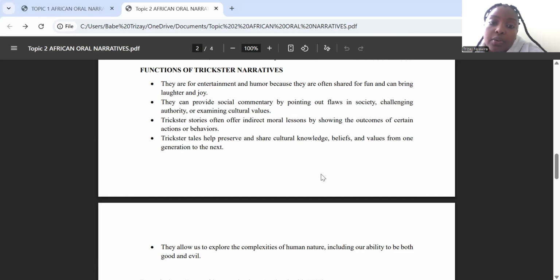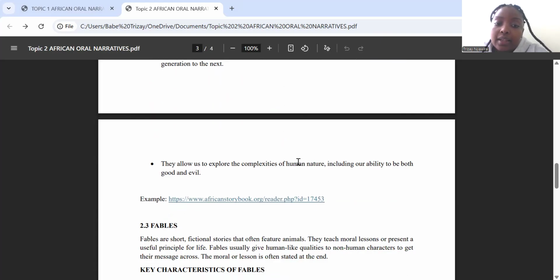They can provide social commentary by pointing out flaws in the society, that is social awareness. Trickster stories often offer indirect moral lessons by showing the outcomes of certain actions and behaviors. Trickster tales help preserve and share cultural knowledge, beliefs, and values from one generation to another. That is preservation of culture. And lastly, they allow us to explore the complexities of human nature, including our ability to be good and evil.